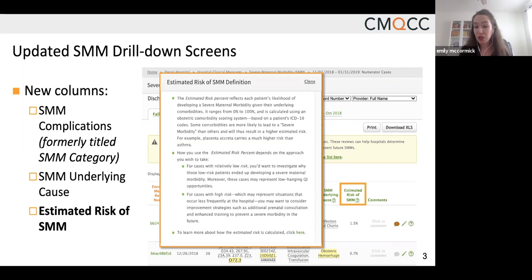You can use this how you like. You may choose to focus on your low-risk patients to question why someone who is seemingly low acuity developed an SMM, or maybe you focus on your high-risk patients who you may not see often at your hospital, but maybe you need to develop new processes to help address some of those high acuity patients. Completely up to you, but this information is there for you to use as a quality improvement review tool. As a reminder, on these screens, you can always click the header to sort your columns. So if you want to sort your patients by estimated risk or sort them by underlying cause, that's always available to you.